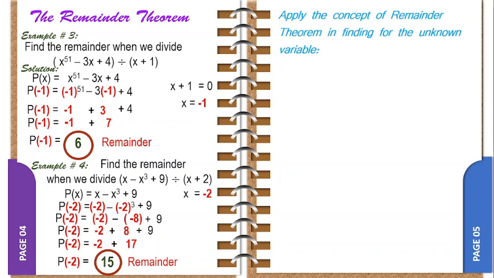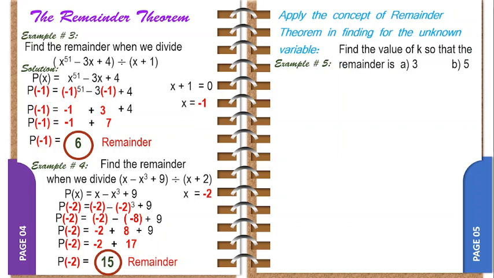We can also apply the concept of remainder theorem in finding the unknown variable. Example number 5. Find the value of k so that the remainder is, letter A, 3 or, letter B, 5. Let's take letter A equals 3. The given is 2x raised to 4 minus kx plus 4 divided by x plus 1.